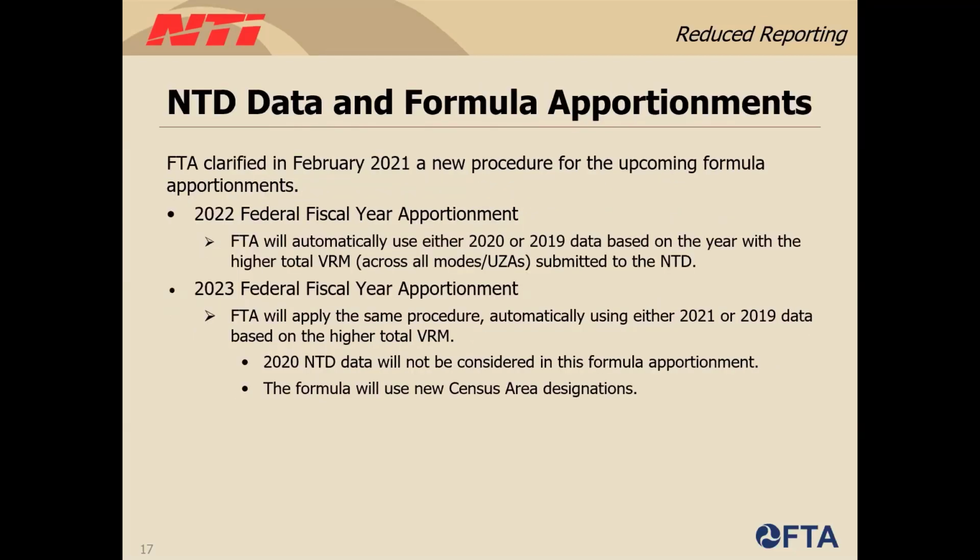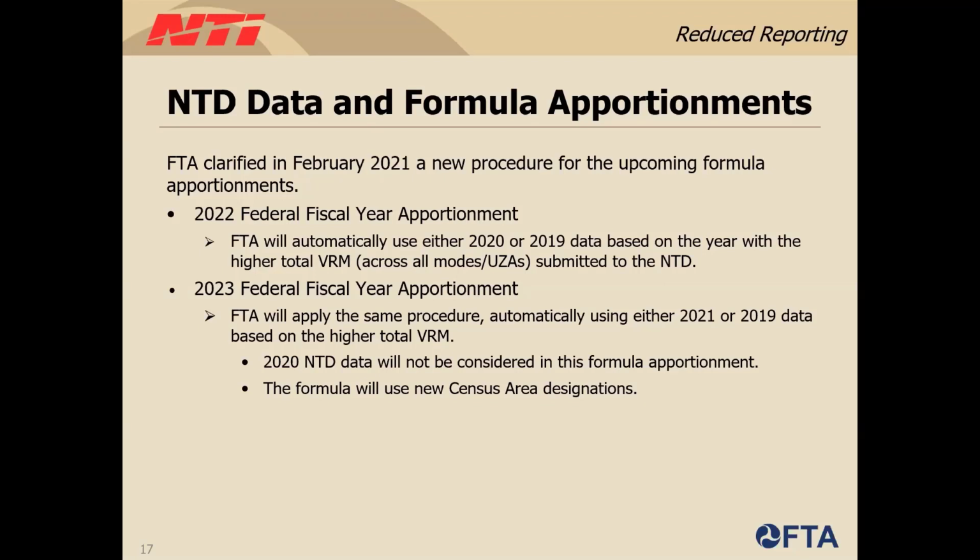How will COVID-19 affect the apportionment of FTA funds? You probably know the policy that FTA published for the 2022 apportionment, which is based on reported 2020 data. In that apportionment, FTA used either report year 2019 or report year 2020 data, whichever had the higher vehicle revenue miles, or VRM. FTA did not mix and match data from different years. It used either all of your 2019 data or all of your 2020 data. This ensures that agencies that had large service decreases are treated fairly in the apportionment.